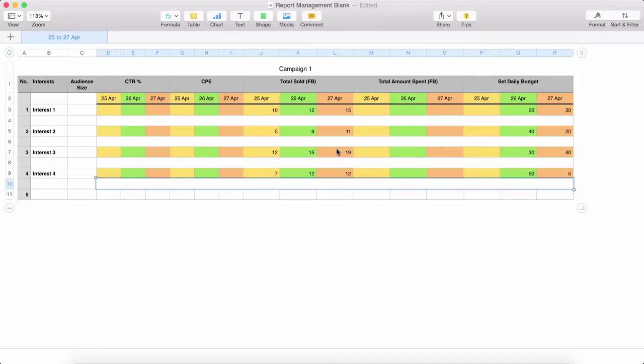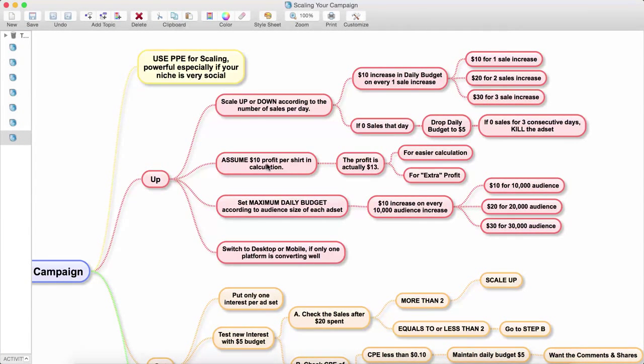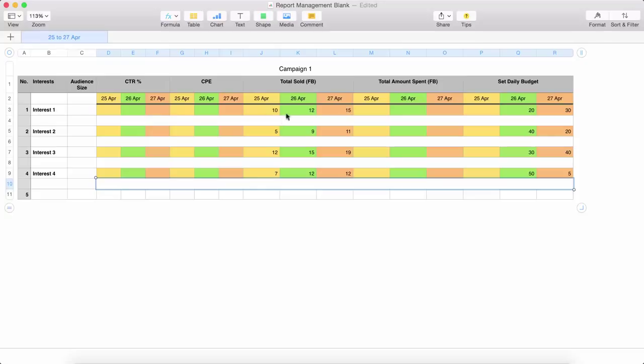So my decision is based on the following 2 principles. The first one is you assume $10 profit per shirt in your calculation, but the actual profit is $13. So I suggest you set a profit of $13 from your t-shirt. But when you do the calculation here, you are assuming your profit as $10, so that actually you have $3 extra from every sale that happened here. So that is where your profit comes from.